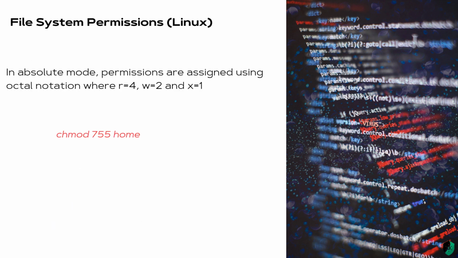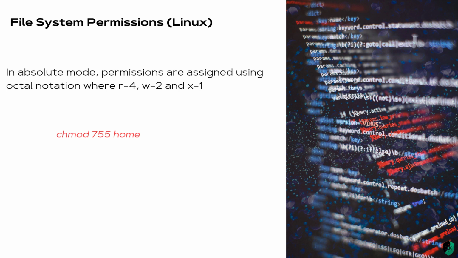Now, in absolute mode, the permissions are assigned using octal notation, where the read permission will have the value of 4, write permission the value of 2, and of course the execute permission the value of 1. So now we can say chmod 755 home. Again, the very first number here, 7, will represent the total value of permissions for the user, 5 represents for the group, and then the last 5 represents for the other users.